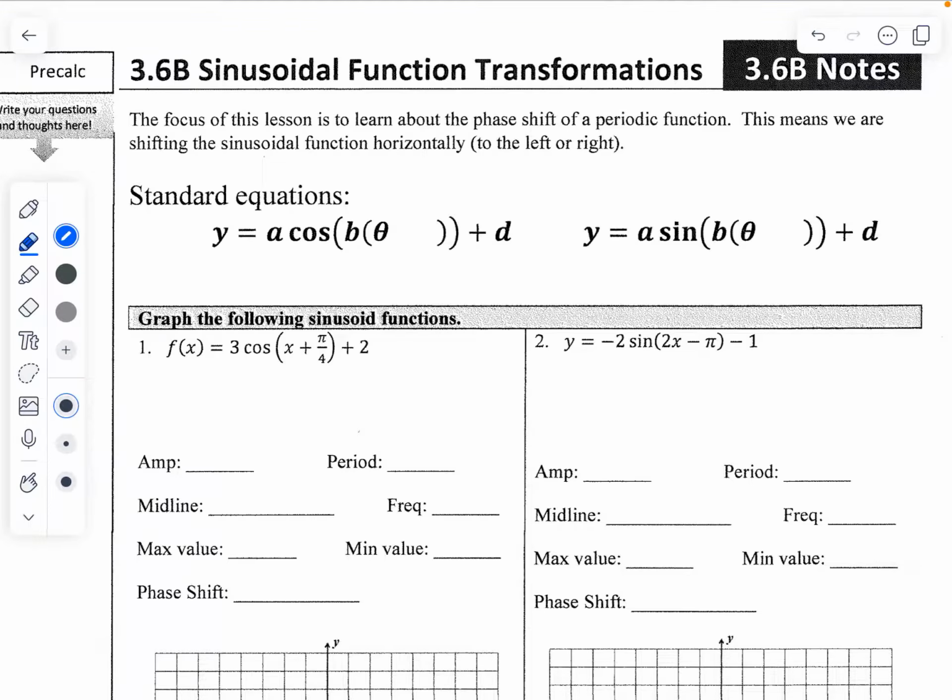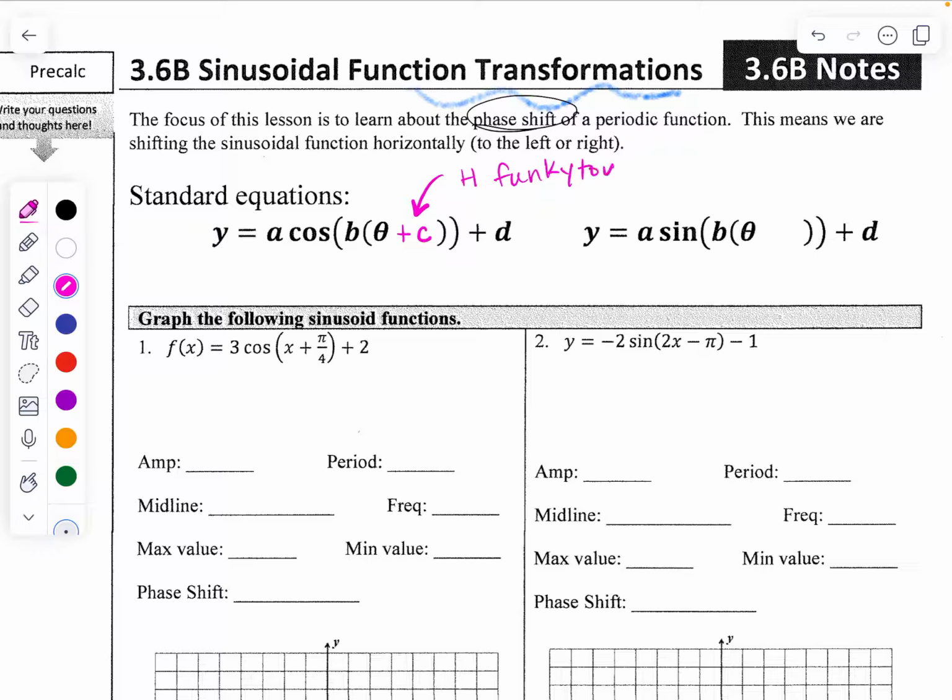Hey everybody, let's finish up our sinusoidal functions transformations section. Let's talk about the last part that we haven't talked about, which is a phase shift. Remember that a phase shift is inside the parentheses, and we call this plus C. Remember, because it's horizontal, this is in Funky Town, right? Which means everything is opposite of what it seems.